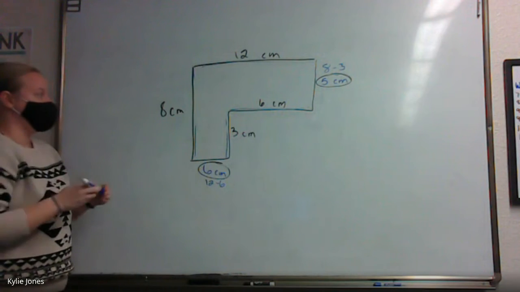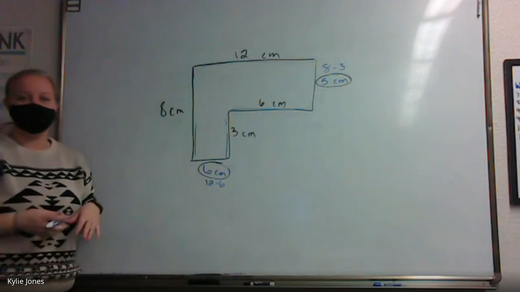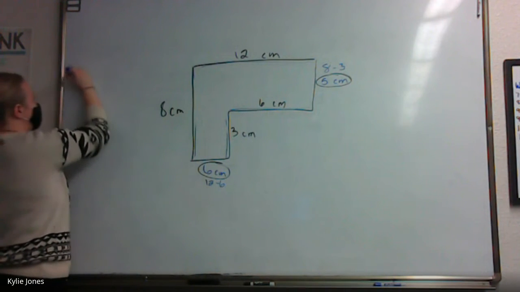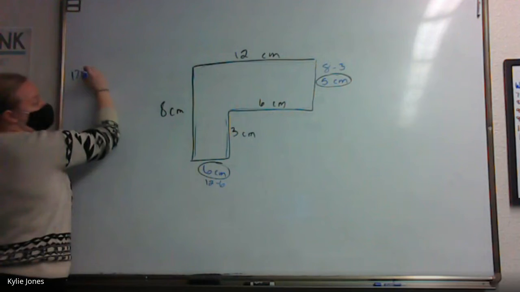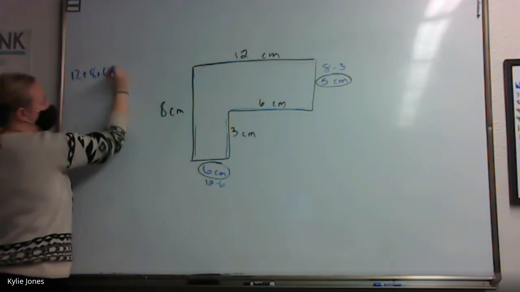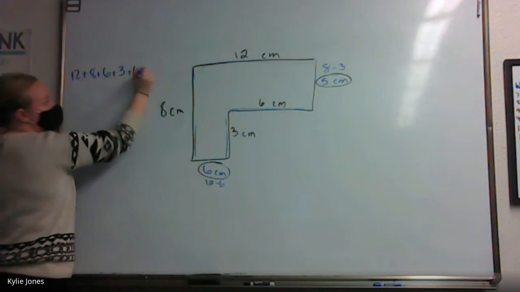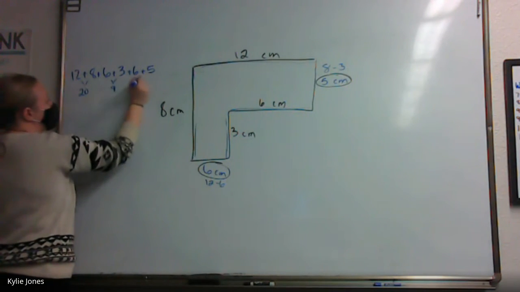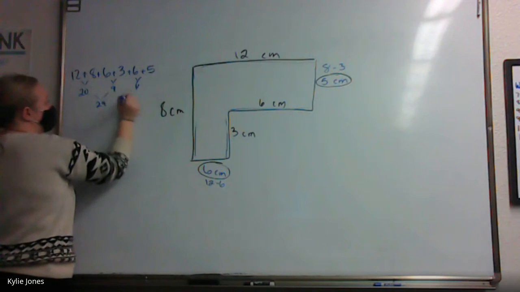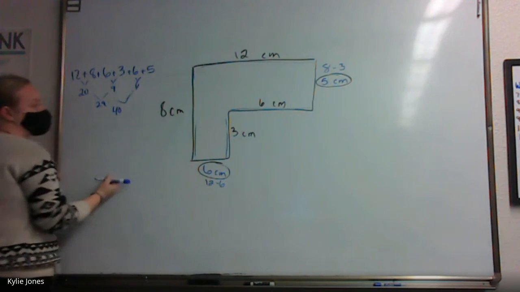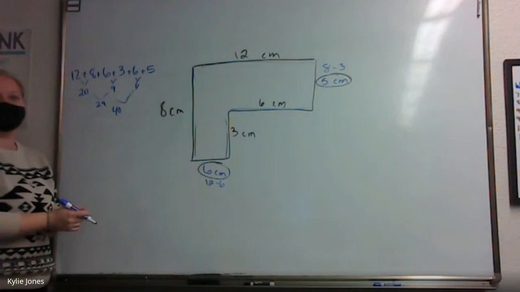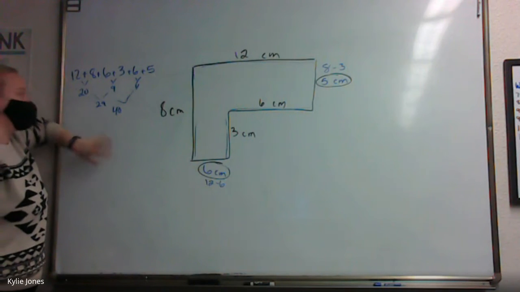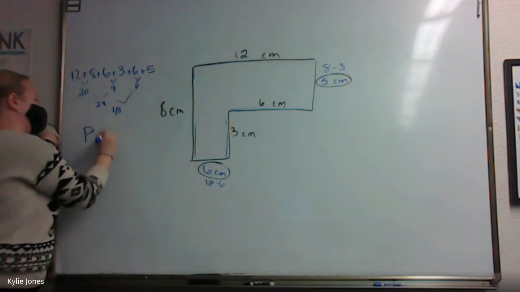Add them all up. So take about 30 seconds, add them up. If you already have the answer, that's okay. I'm going to put it in that box. I also need to add it up, so 12 plus 8 plus 6 plus 3 plus 6 plus 5. Okay, I have the answer. What'd you guys get? 40. It is 40. So our perimeter is 40.